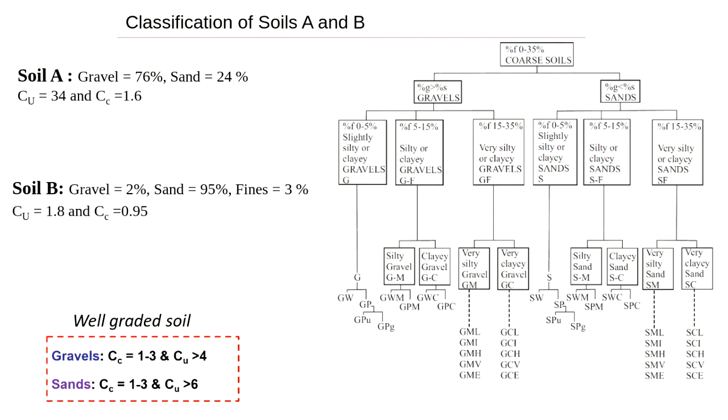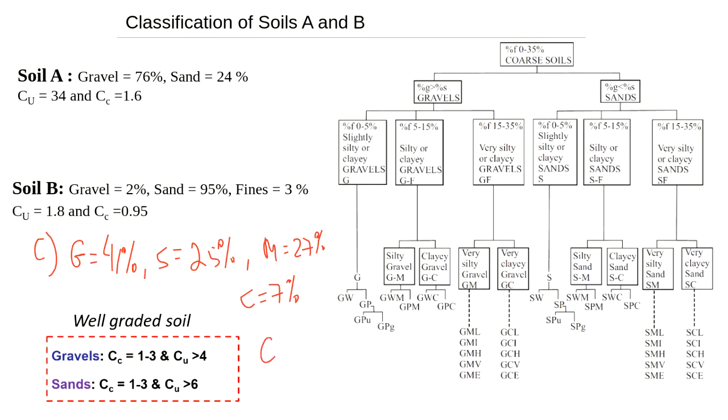So what I'm going to do now, I'm going to write this soil C. We have a gravel of 41%. We have sand 25%. We have silt 27, and we have clay 7%. And we know that it's CL, right? Clay low plasticity. Okay, let's classify this soil together.